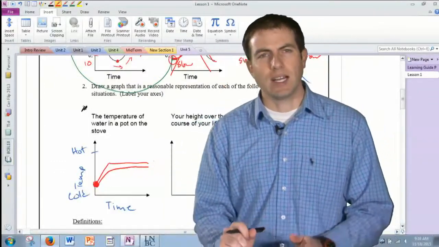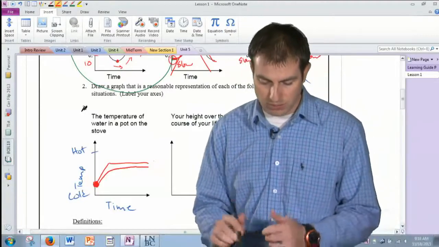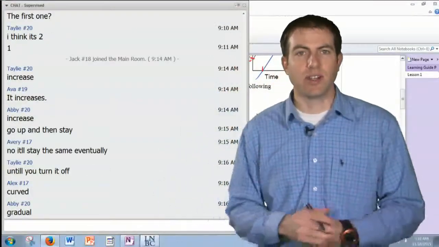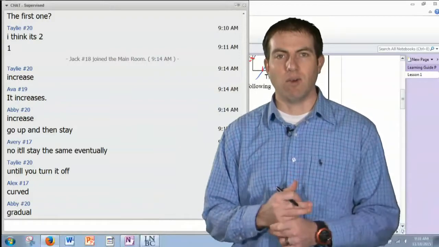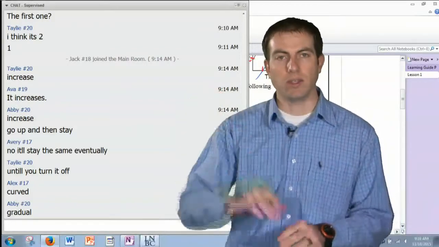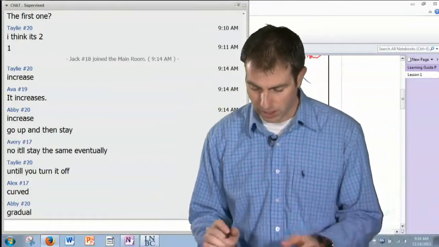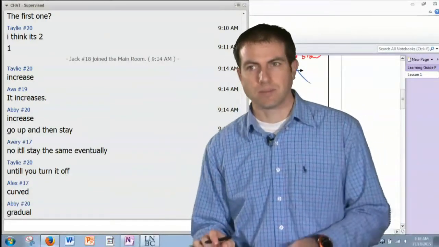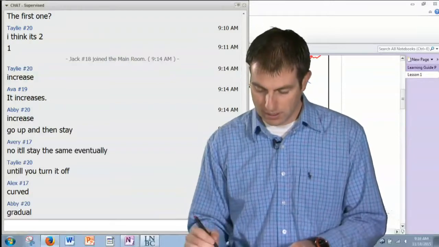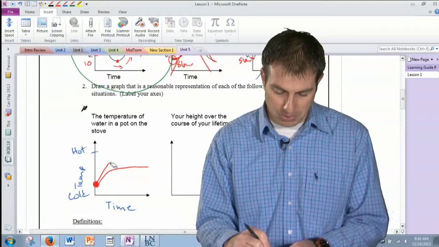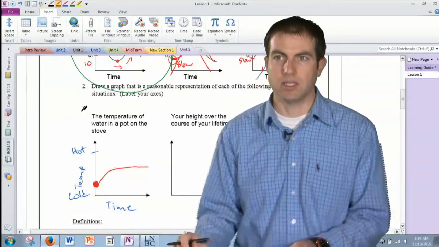So Alex says curved. Why are you thinking curved, Alex? You're right. Everybody seems to think it's gradual. Why is that? Why isn't there that sharp point, like a vertex in there? Anybody think of why that is? I guess it might be a bit beyond math class for the day, but you guys are all right.